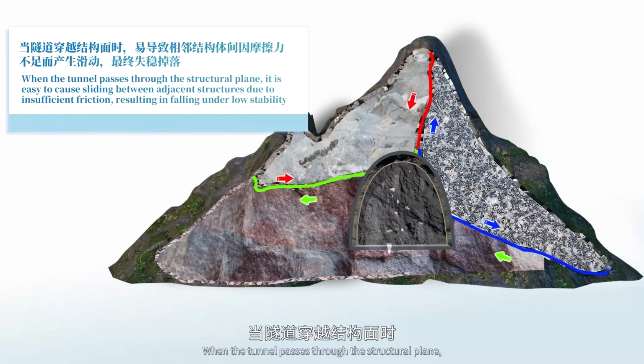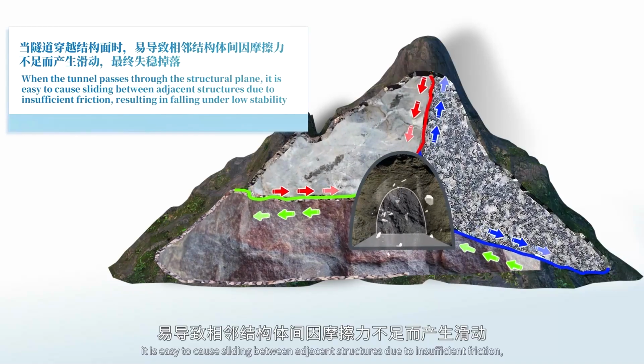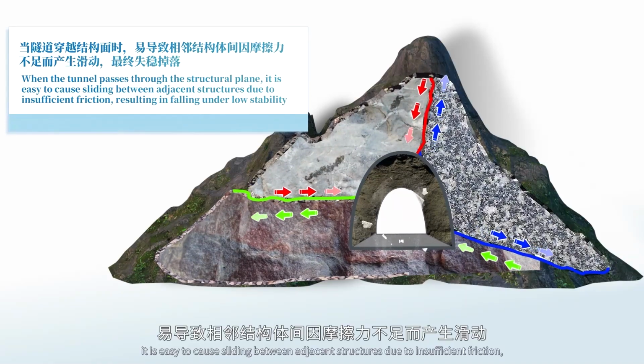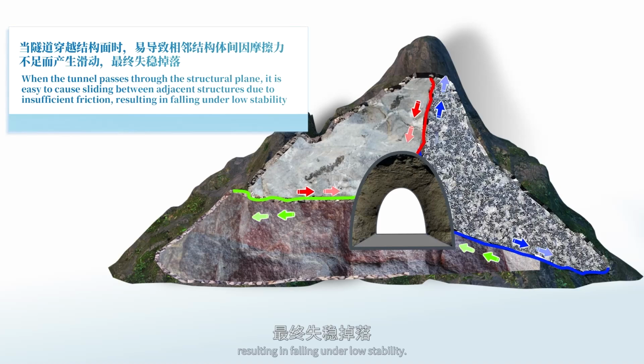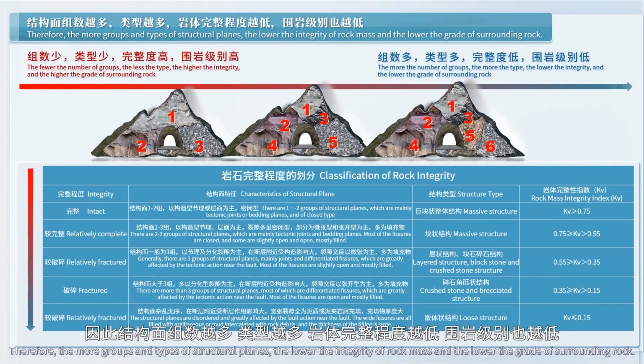When the tunnel passes through the structural plane, it is easy to cause sliding between adjacent structures due to insufficient friction, resulting in falling under low stability. Therefore, the more groups and types of structural planes, the lower the integrity of rock mass and the lower the grade of surrounding rock.